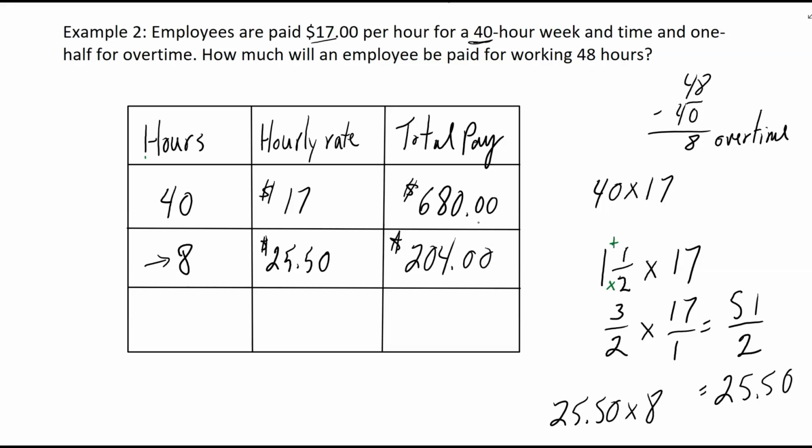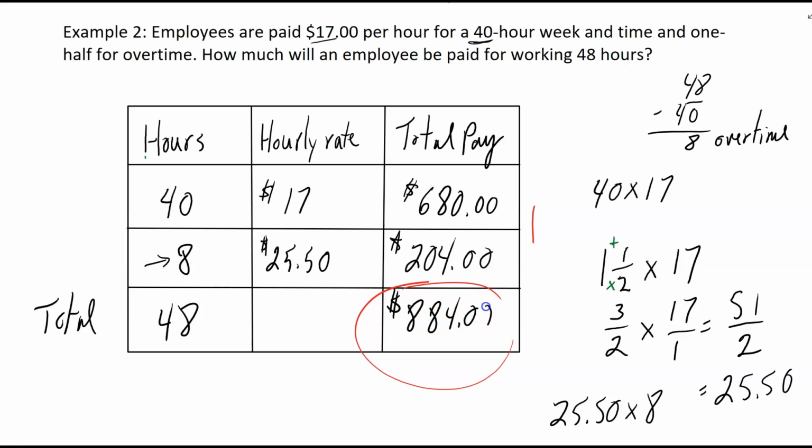How much will the employee be paid for working this 48-hour work week? So the total here, 48 hours. The total rate of pay is going to go in here after we add these two values. And that is, let's do that in black, $884.